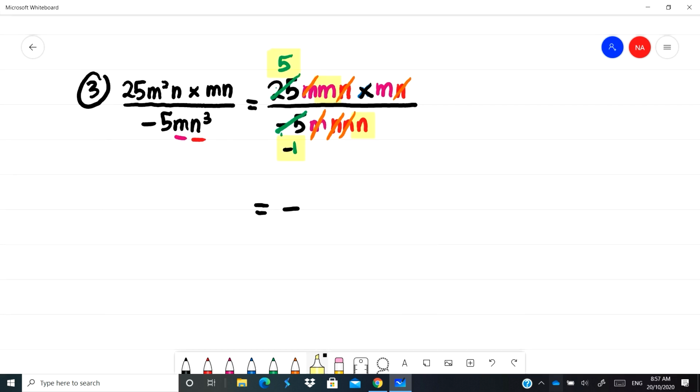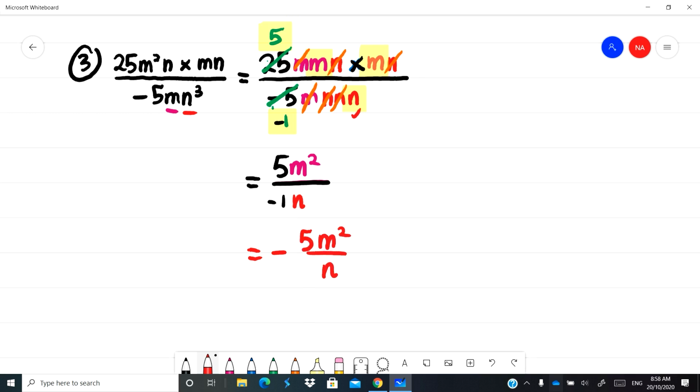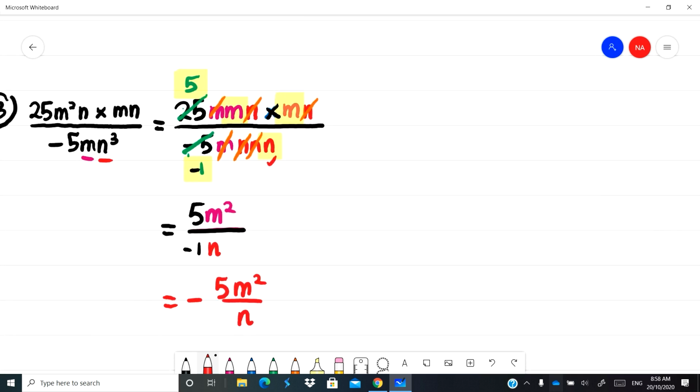Alright, so kalau tak nampak, okay, saya tulis 5, ingat ni M dengan M dekat atas. So 5M kuasa 2, dekat bawah kita ada negatif 1, ada N dekat bawah kan, ni negatif 1N. So ingat 5 bahagi negatif 1, you get negatif 5, negatif 5 M square per N. This is our final answer. 5 bahagi negatif 1, negatif 5.